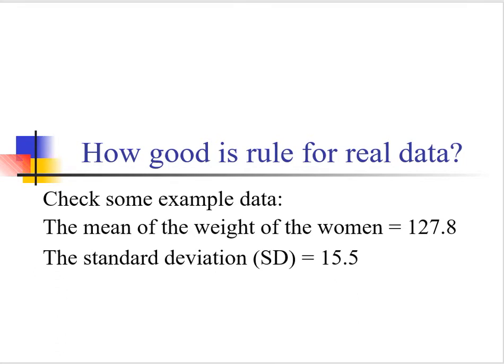How good is this rule for real data? It is a normal distribution, and we want to know how good it is for our real data, that means, how good it is in application. The mean of the weight of the women is 127.8, and the standard deviation is 15.5.